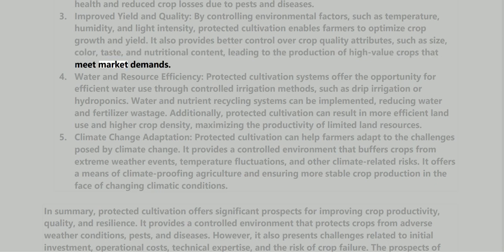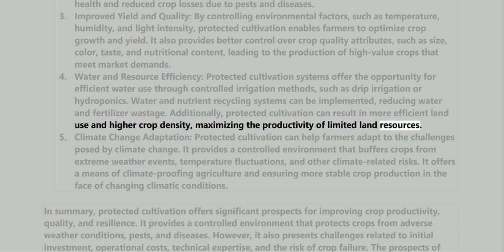4. Water and resource efficiency. Protected cultivation systems offer the opportunity for efficient water use through controlled irrigation methods, such as drip irrigation or hydroponics. Water and nutrient recycling systems can be implemented, reducing water and fertilizer wastage. Additionally, protected cultivation can result in more efficient land use and higher crop density, maximizing the productivity of limited land resources.